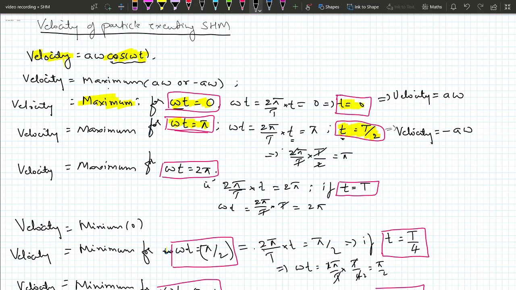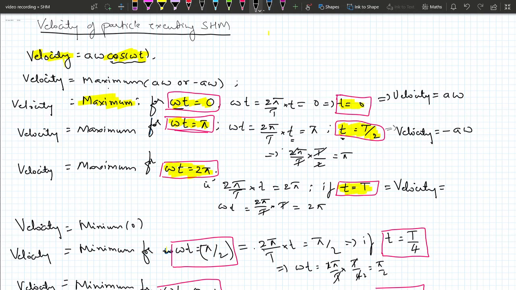And third case, when omega t is 2 pi, the corresponding time is T, and if you evaluate the velocity for this, it is because cos 2 pi is 1. So whenever you substitute omega t equal to 2 pi, cos of omega t will be equal to 1.